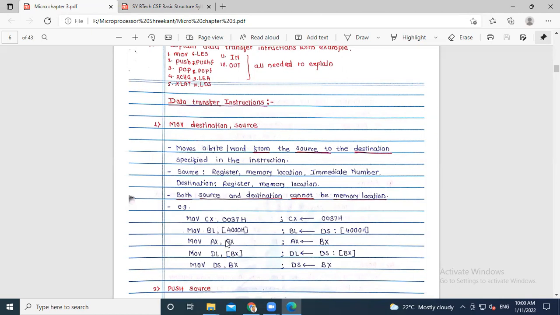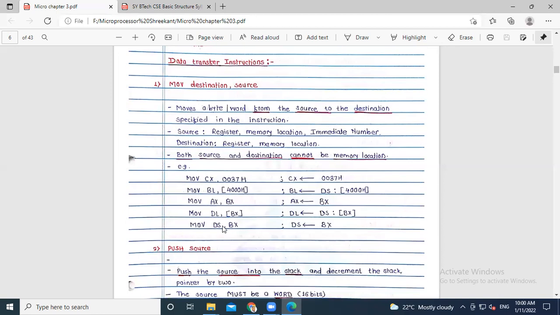Whatever value is contained in the BX register is transferred into the AX register, source to destination. Here also, MOV DS, BX. What does DS mean? It is the data segment. You have to study 4 segments: data segment, stack segment, code segment, right? So you studied the 4 segments.